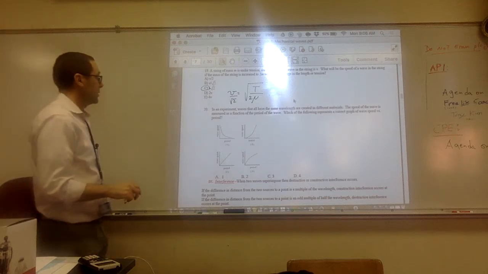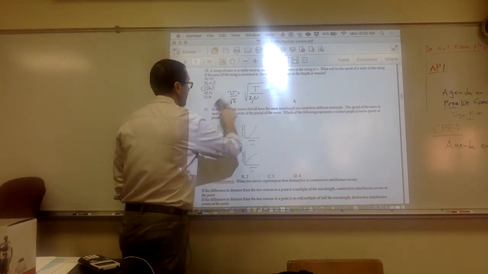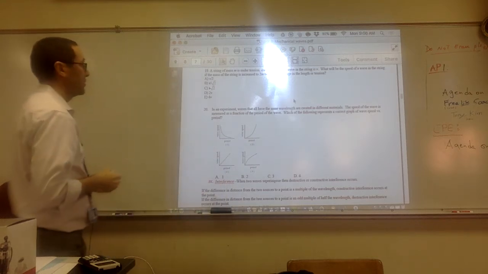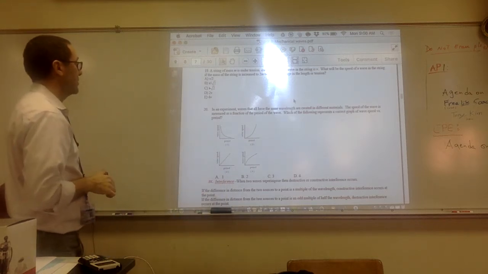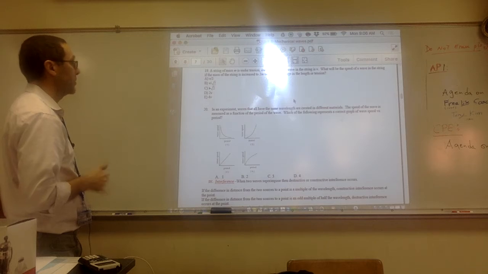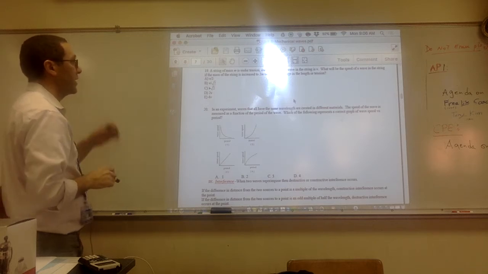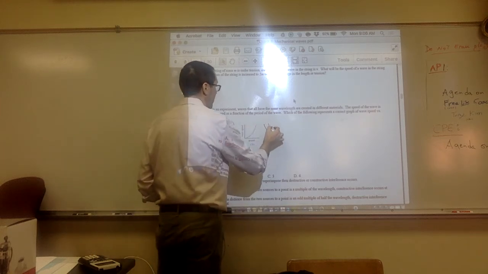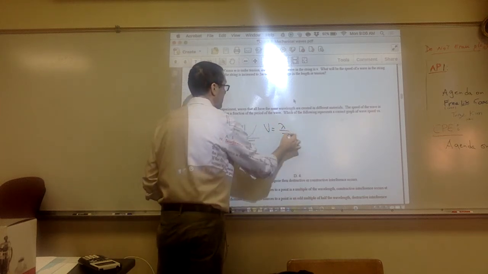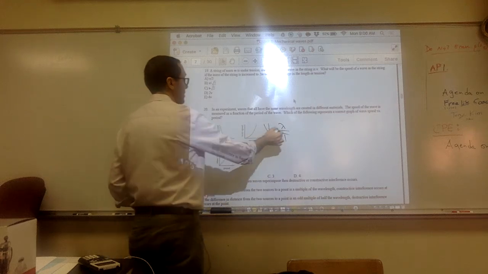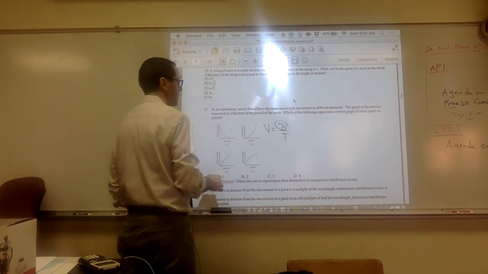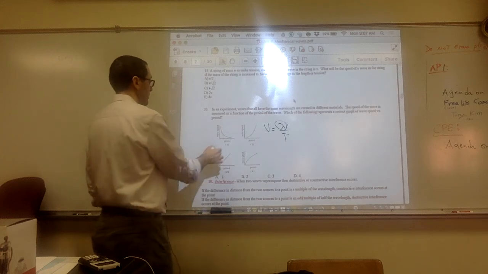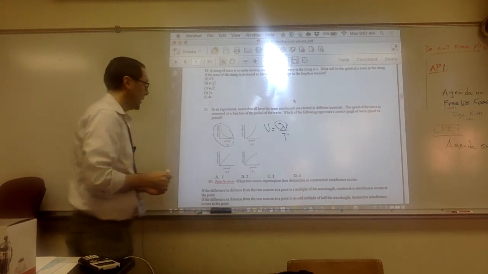Okay. Number 20. In an experiment, waves that all have the same wavelength are created in different materials. The speed of the wave is measured as a function of the period. Which of the following represents a correct graph of wave speed versus period? Well, v equals lambda over period. The wavelength is the same. It's telling us that up here. So this is an inverse relationship. So the answer should be A.